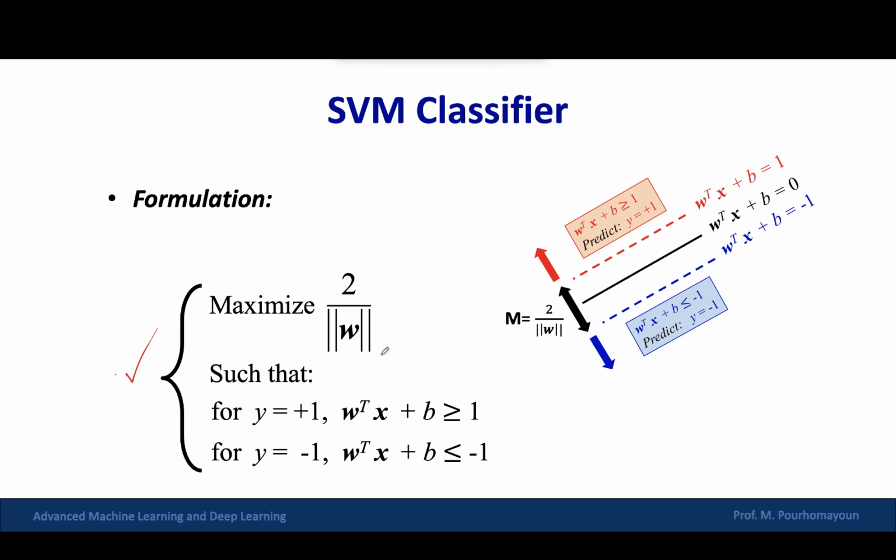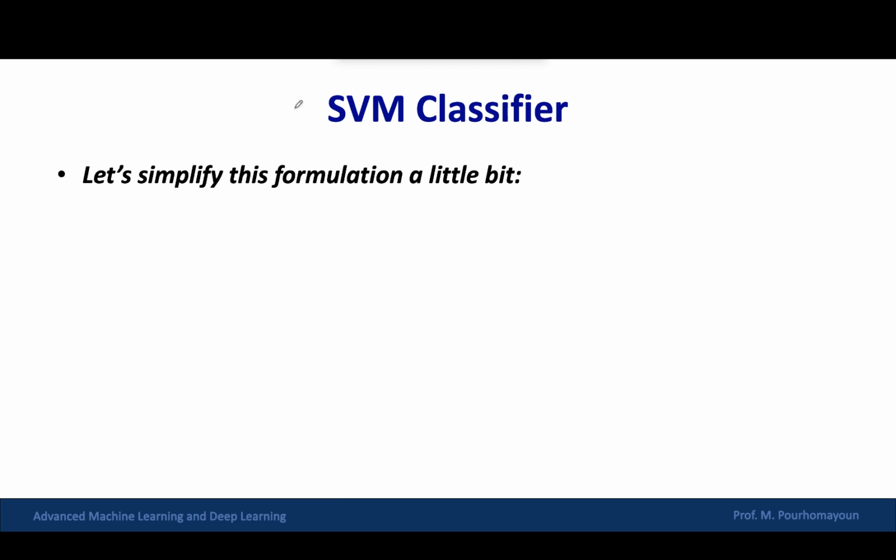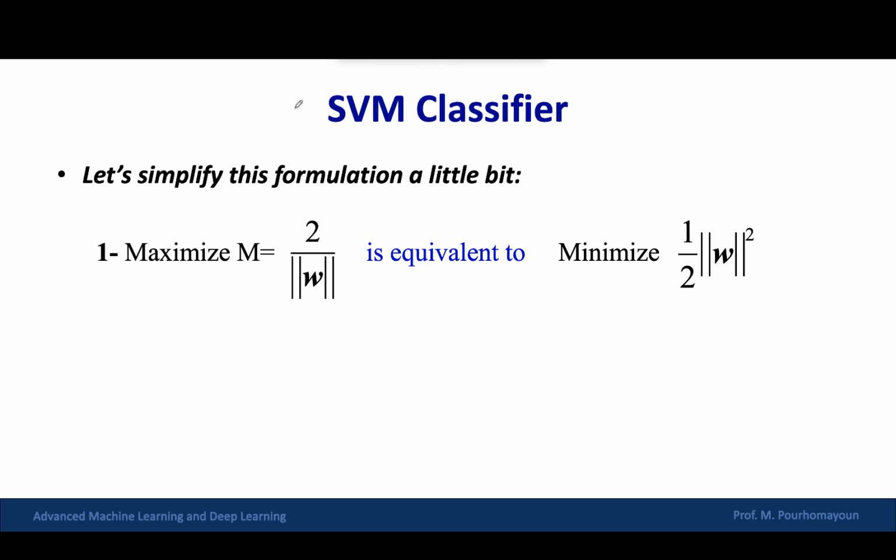This is what we wanted for SVM, such that all of the positive samples are on this side, all of the negative samples are on this side. So this guarantees that the classification works, and this guarantees that it is the largest margin classifier. In other words, it's an SVM. So let's continue. Let's simplify this formulation a little bit. I just want to make it a little bit more compact.